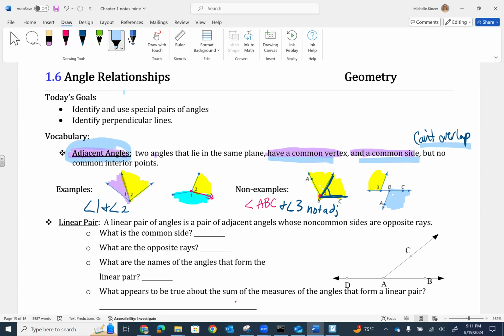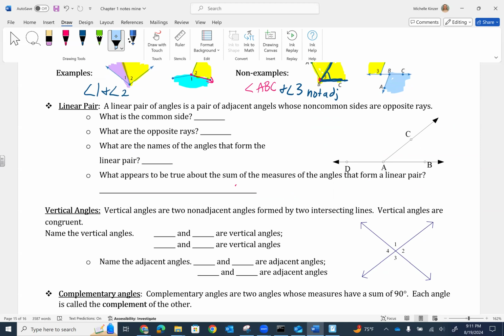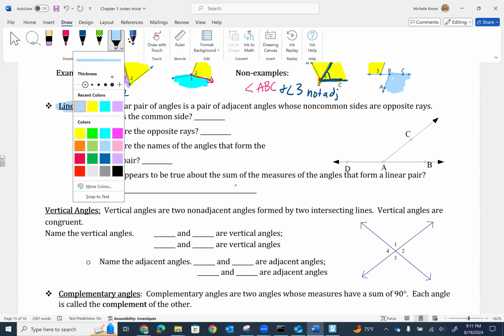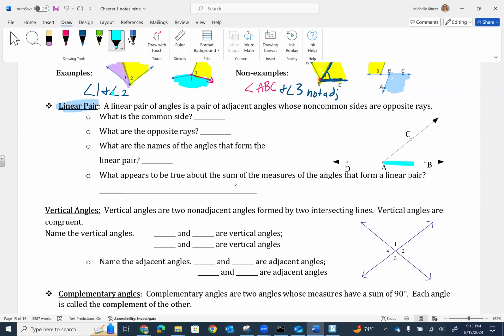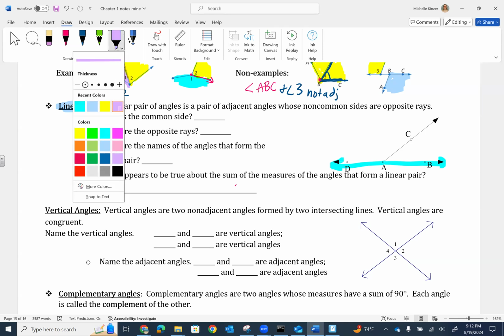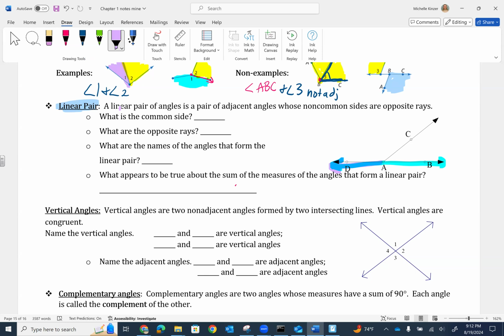The next one is called a linear pair. So a linear pair is a pair of angles. And this is spelled wrong, so we should fix that. So a pair of adjacent angles whose not common sides are opposite rays. So if you've got a pair of adjacent angles whose not common sides are going to be opposite rays.